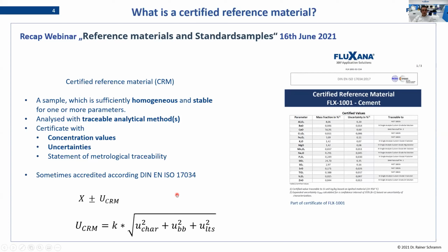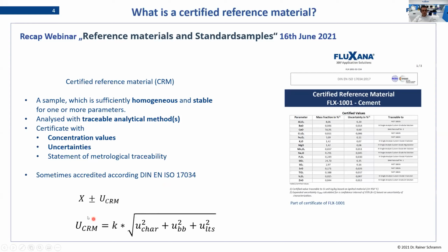More and more reference material producers are accredited according to the ISO norm 17034. This is for the producers of reference materials. And if someone like Fluxana has this accreditation, this means that there is an external audit on a regular basis from an authority to check whether all the procedures comply with the norm.